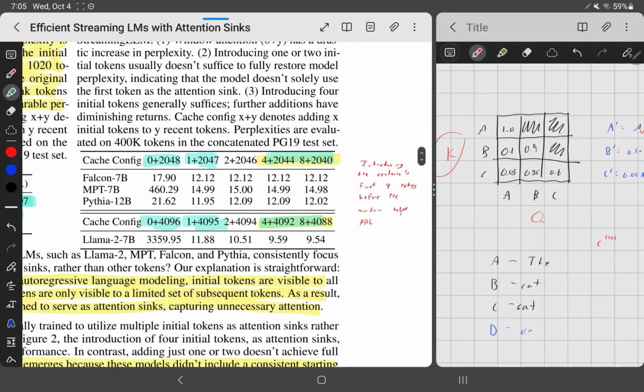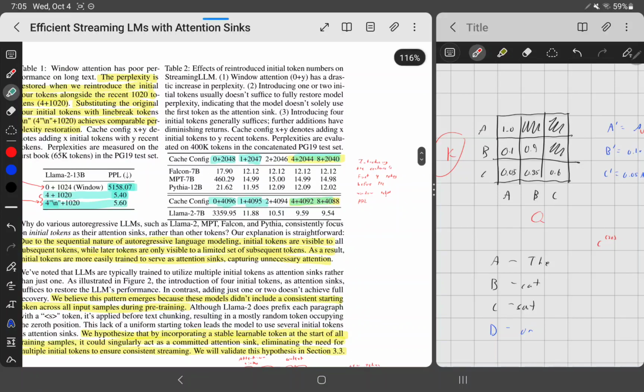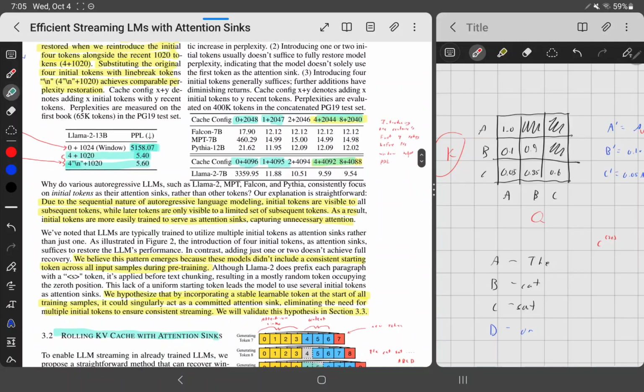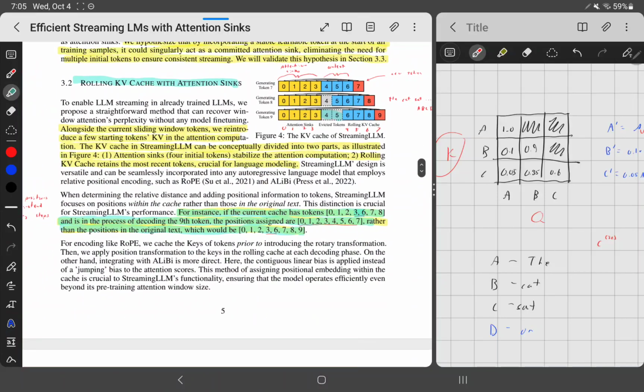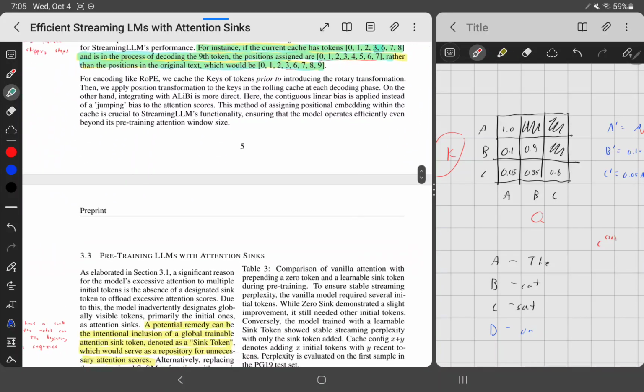So that's all you need to do. Just add 4 tokens to the beginning of the sequence and change the positional encodings, and you got yourself a model that can do inference forever, because it also throws the information away from the middle of the sequence.